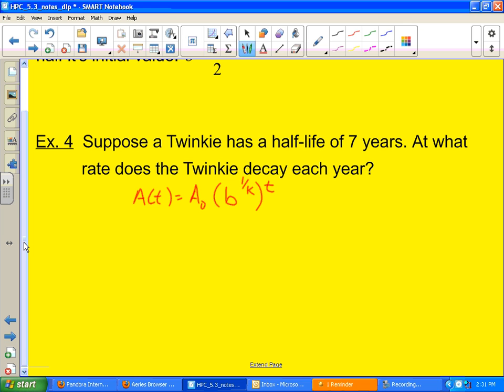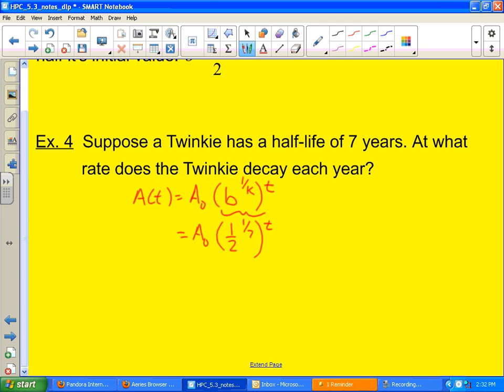I don't know how much the Twinkie is after it's gone through its 7 years or however long. I don't even know how much the Twinkie was when it started. But I'm not looking for that. I'm looking for what rate it changes on a yearly basis. And all of that information is right there. So we say A sub O, leave it. B, I'm having half the value of the Twinkie. I'm doing that every 7 years.